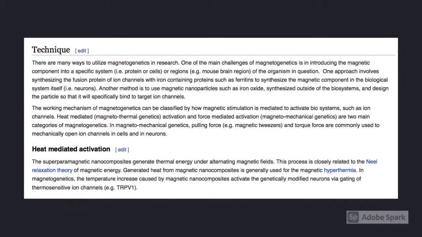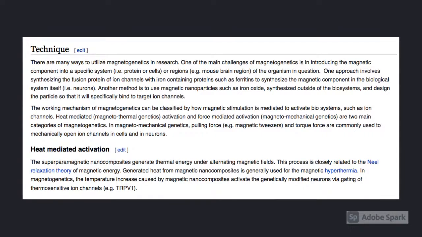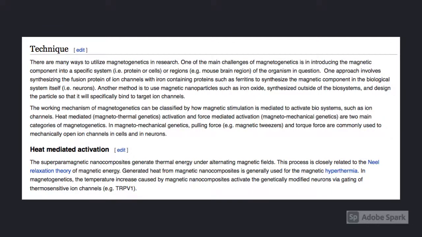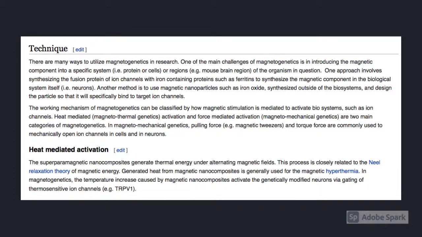The working mechanism of magnetogenetics can be classified by how magnetic stimulation is mediated to activate biosystems, such as ion channels: heat-mediated magnetothermogenetics activation, and force-mediated activation. Magnetothermal genetics and magnetomechanical genetics are the two main categories of magnetogenetics. In magnetomechanical genetics, pulling force, magnetic tweezers, and torque force are commonly used to mechanically open ion channels in cells and in neurons. Heat-mediated activation: the superparamagnetic nanocomposites generate thermal energy under alternating magnetic fields.